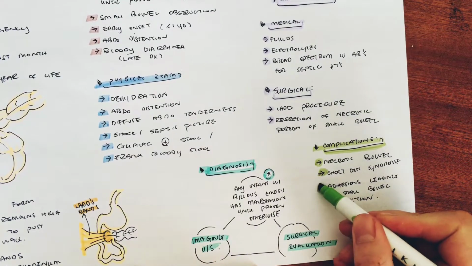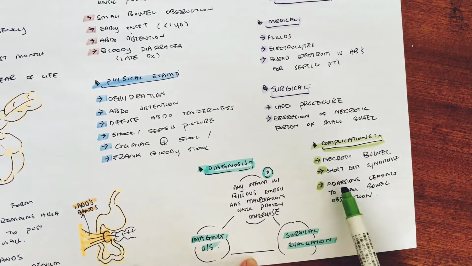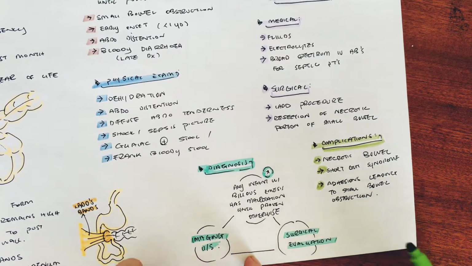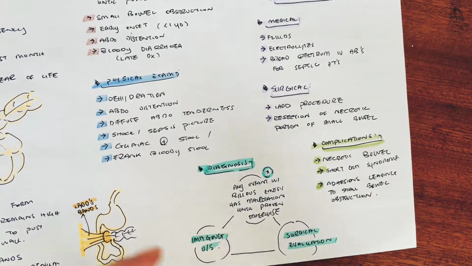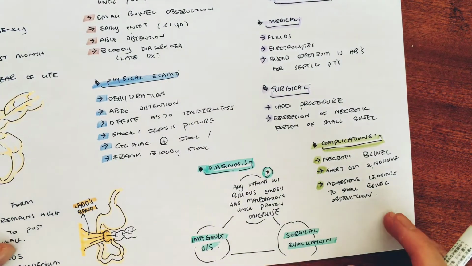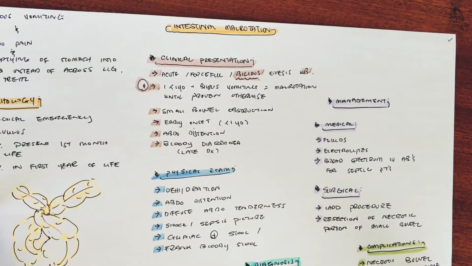Next is adhesions. Adhesions would lead to small bowel obstruction. Adhesions are always one of the potential complications of abdominal surgery. And that is it for intestinal malrotation.